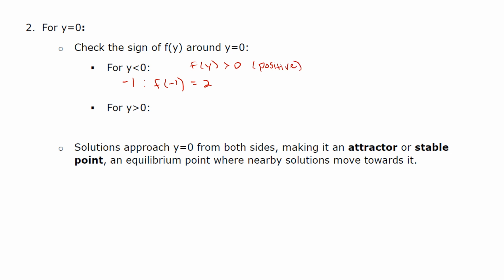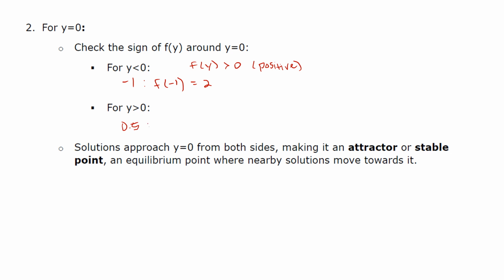Okay. Now for y greater than 0, let's choose another point that we haven't chosen before, and all the points that we have chosen are negative. And since our next equilibrium point is 1, we'll want to choose a point that's between 1 and 0. So let's just choose 0.5 or a half.